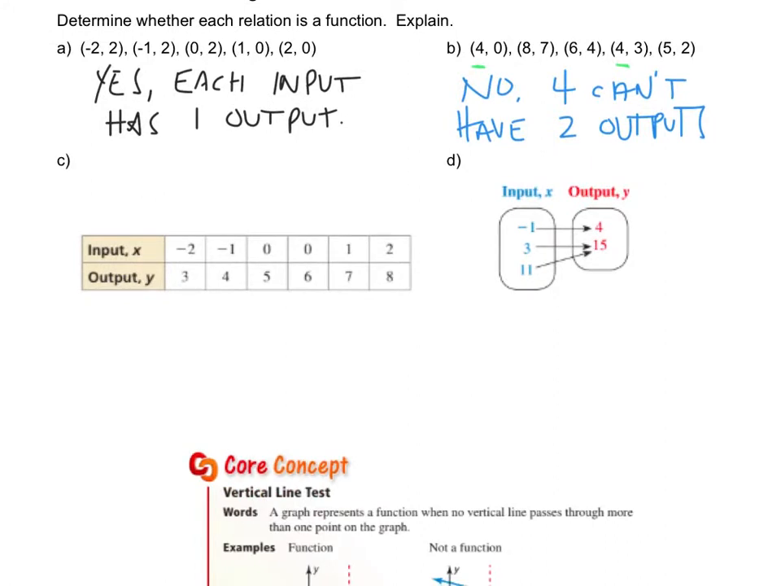So then we will see these as tables also. So it's no different. We just don't see them in ordered pairs. But in table form, the x's are up top, the y's are at the bottom. And looking at these, -2 can go and come out as a 3, -1 comes out as a 4, -0 is a 5, 0 is a 6. So right away, without even finishing the rest of this, we can see right here is our problem. So this is a no. 0 has 2 outputs.